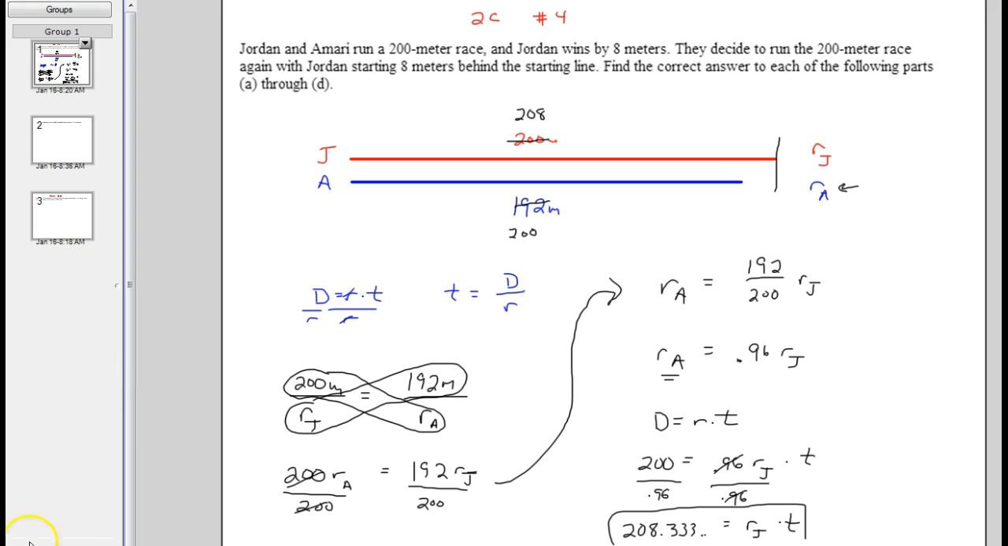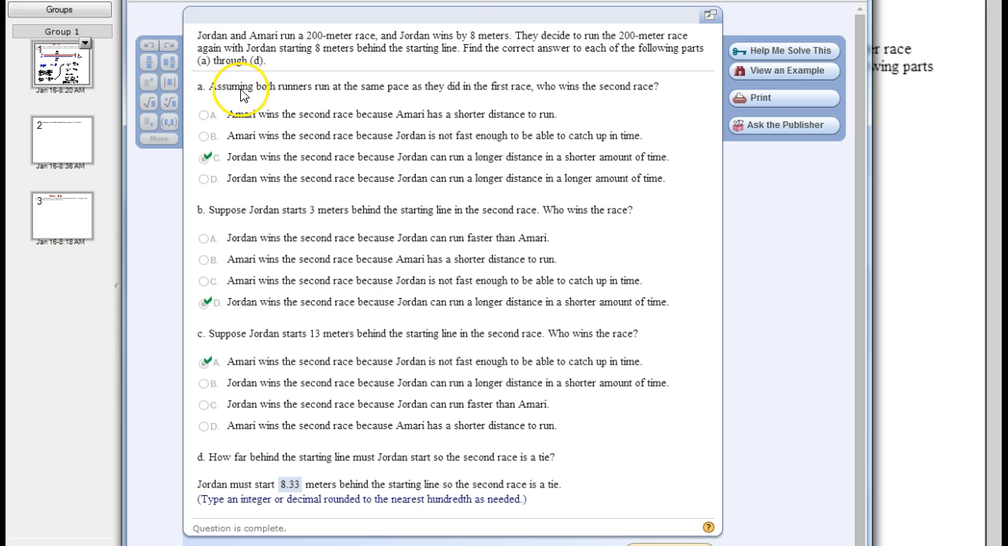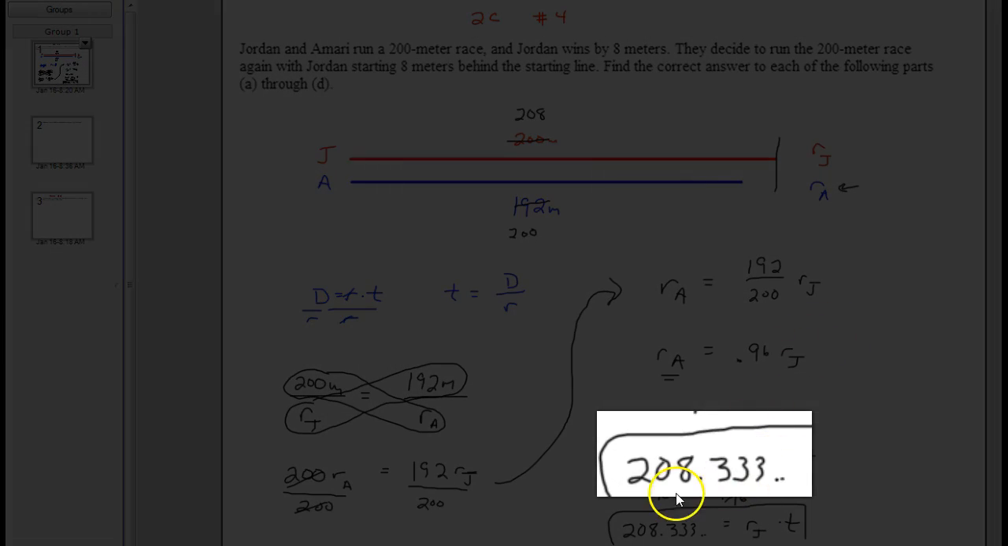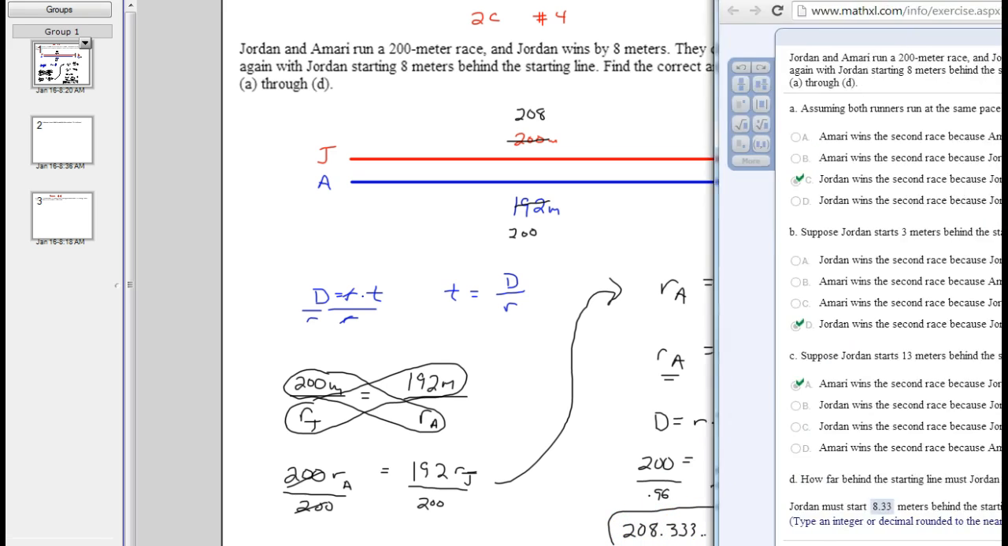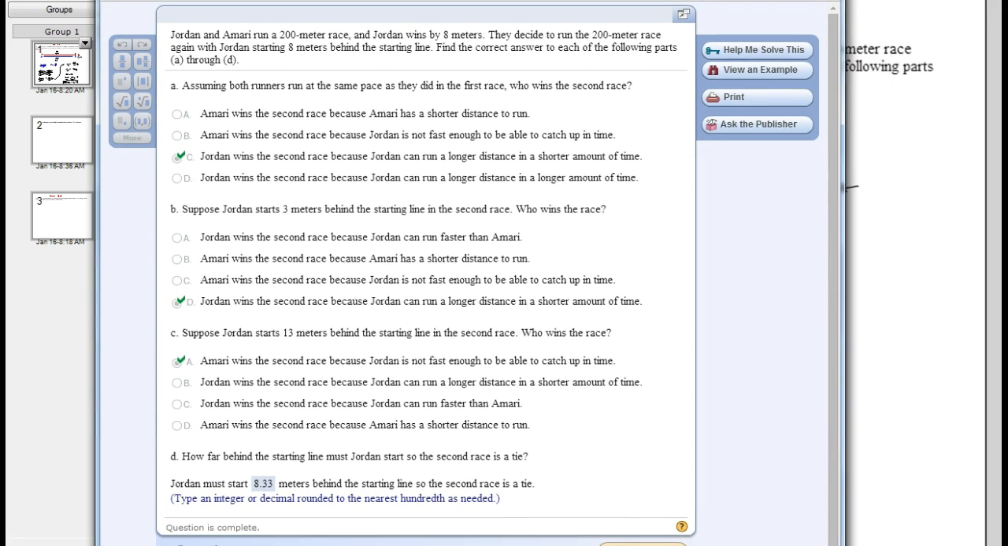All right, so let's look at the questions that you're asked about this. Question A says, assuming both runners run at the same pace as they did the first race, who wins the second race? So Jordan wins the second race because that number right here, 208.333, is bigger than 208. So by the time that Amari gets to the finish line, he's run the 200 meters, Jordan's already run a little bit more than 208, and he was only 8 meters behind, so all he had to run was 208. So he's beat him again. Even though he offset by what he won by, he still wins.